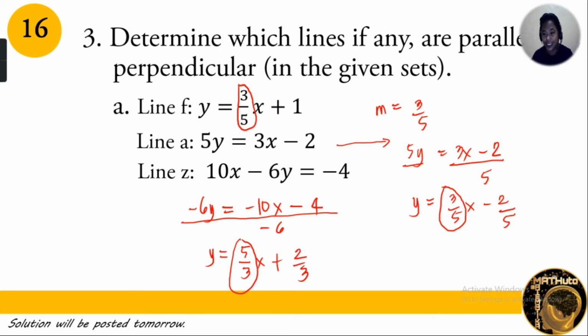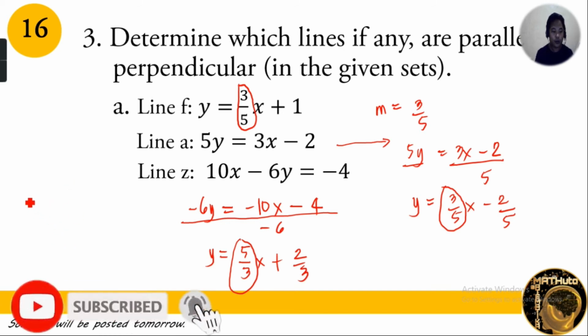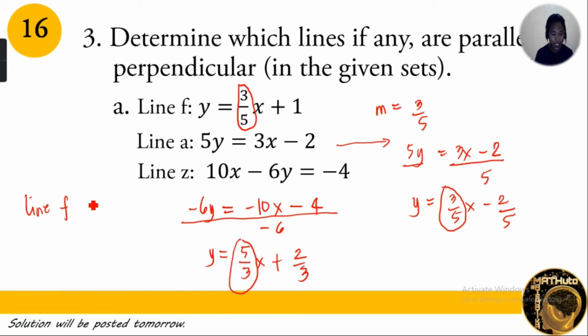So in these sets of lines, the lines which are parallel are line F and line A. So line F is parallel to line A. So this symbol represents parallel lines po. Line F is parallel to line A since they have the same slope of 3 over 5.